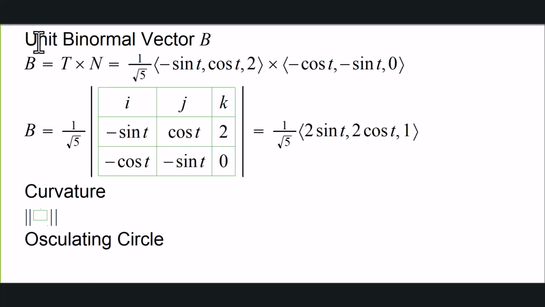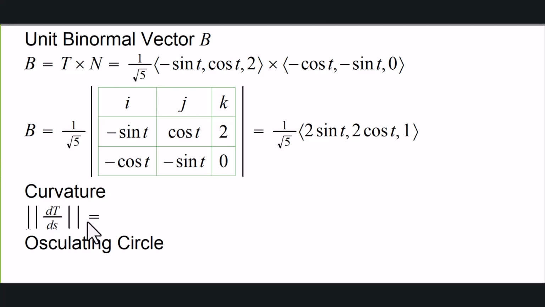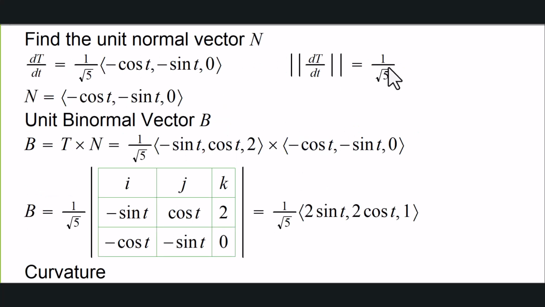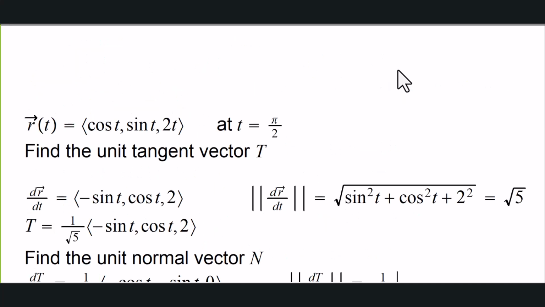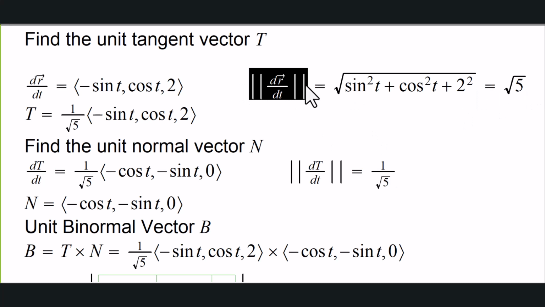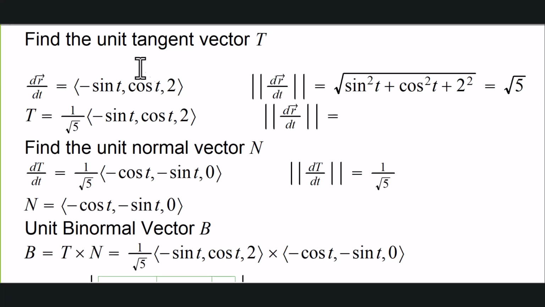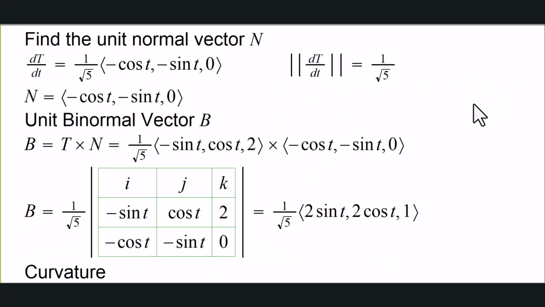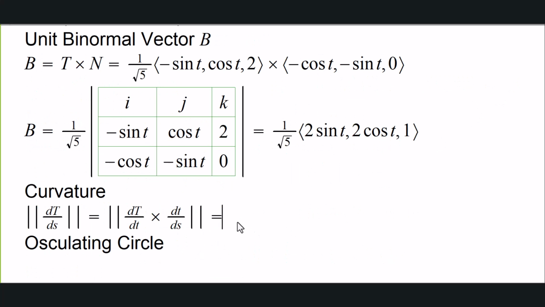Now for the curvature, one of the ways to obtain curvature is to take the rate of change of the unit tangent vector with respect to arc length, which we can decompose as dT/dt times dt/ds. Now what is this dt/ds? This quantity here, you may also call it ds/dt, as we did when we went through the motion, which happens to be square root of 5. So dt/ds would be 1 over square root of 5.